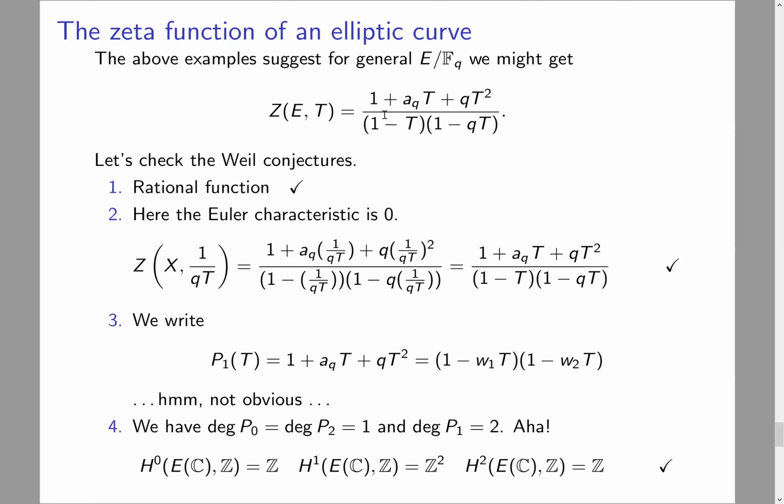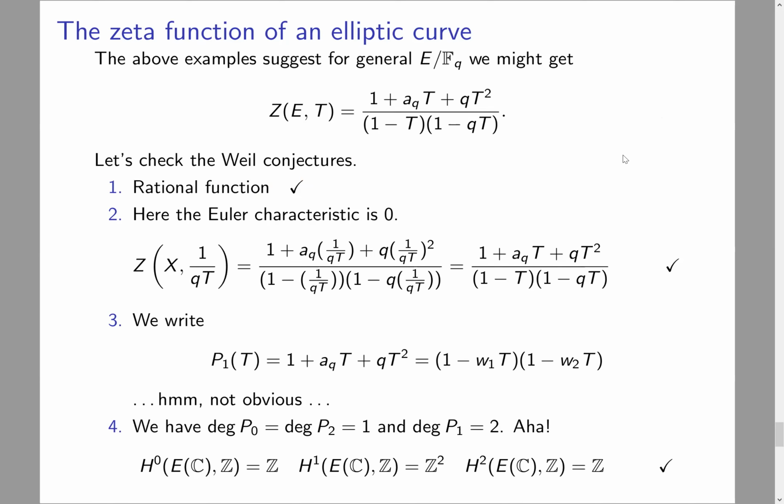But let's check: if we did believe this, would the Weil conjectures hold? So first of all, this is a rational function, tick. I did spend a little time checking that you can do \checkmark using amssymb, so that's great. Thank you, LaTeX.